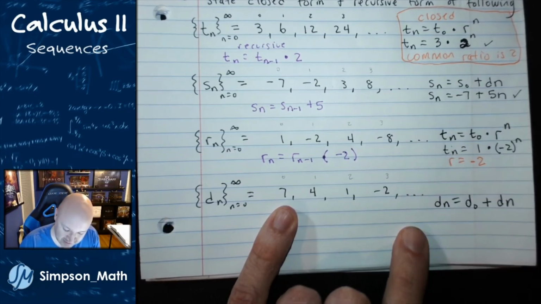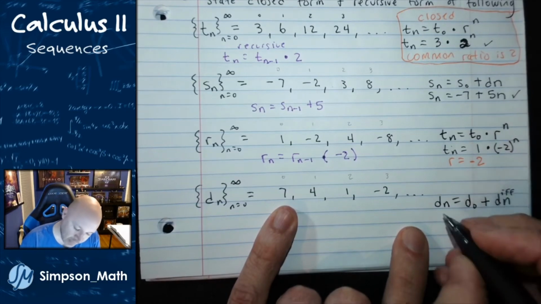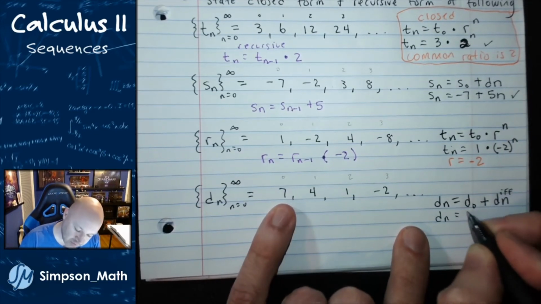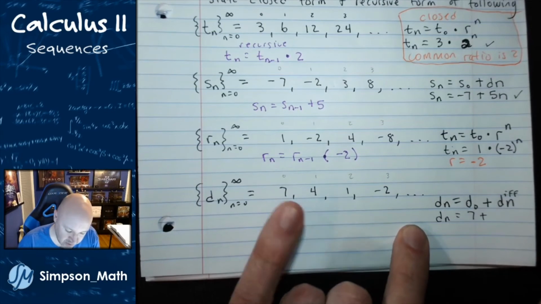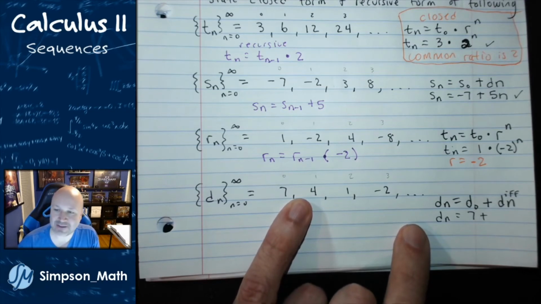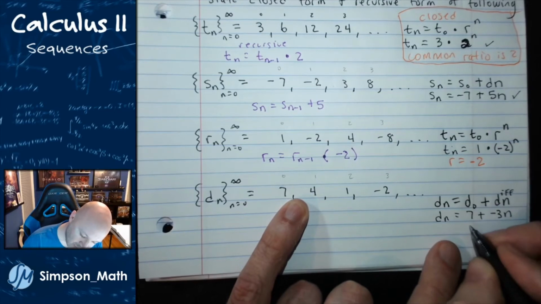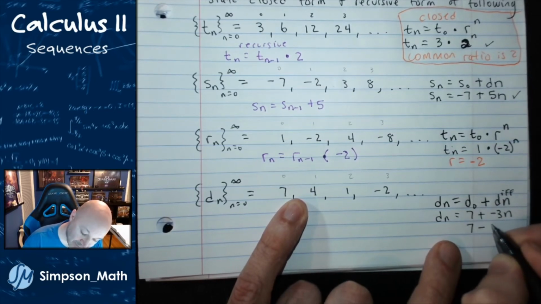That's a different d than that d. Difference. So dn equals 7 plus the difference here is, oh, what is the difference? Because it's not 3, it's a negative 3, I suppose. Maybe we should call that 7 minus 3n.